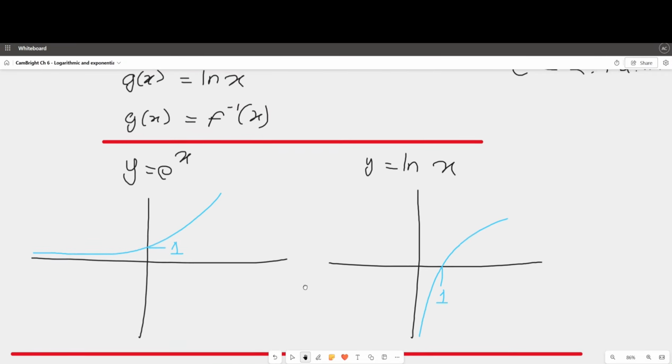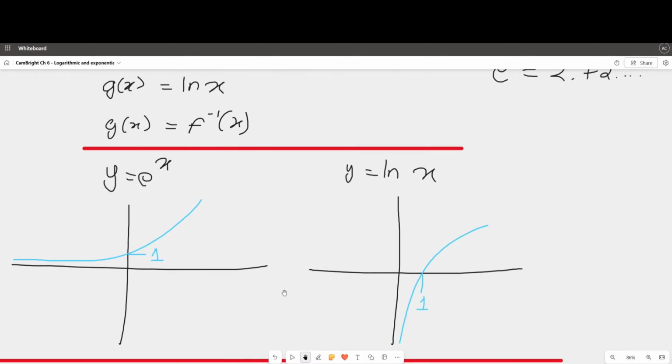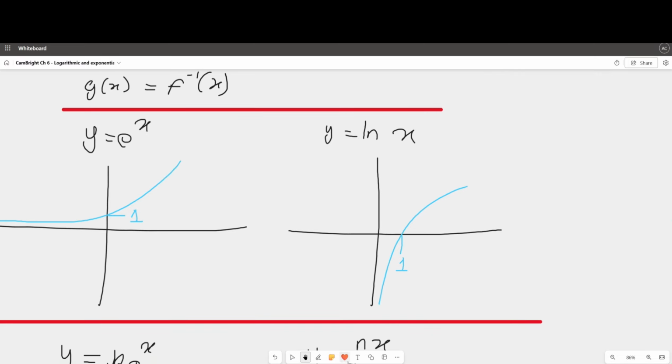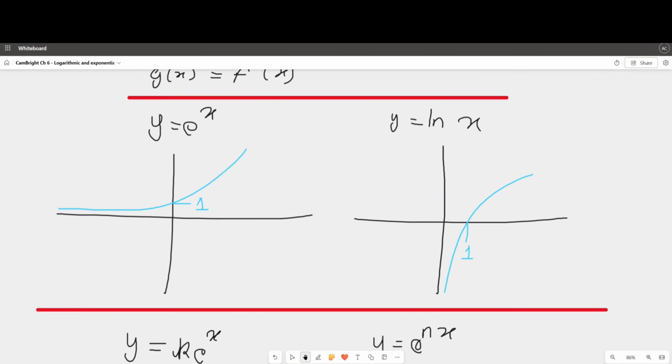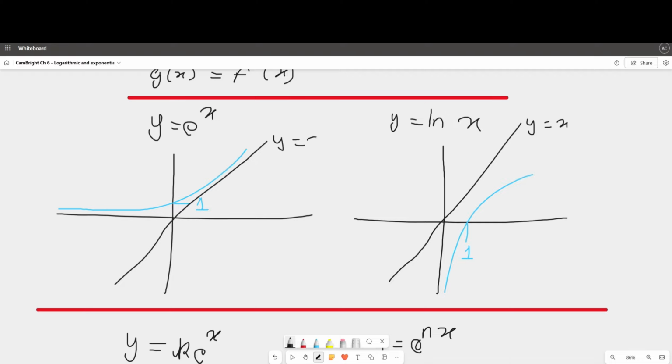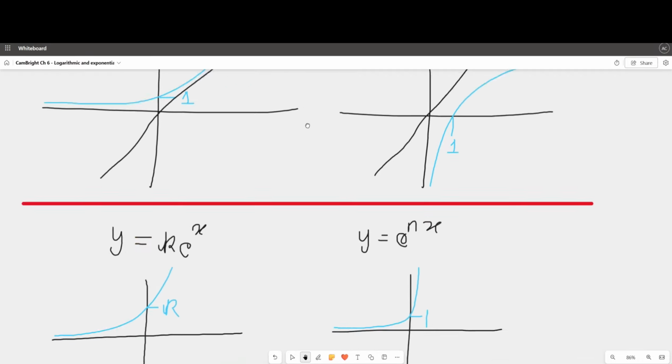Now, the graphs of e to the x are very important for our syllabus. This is what e to the x looks like, as we talked about before, and its inverse ln x. If you look at them, they're reflections of each other in the line y is equal to x.